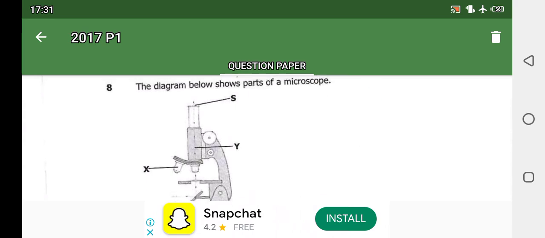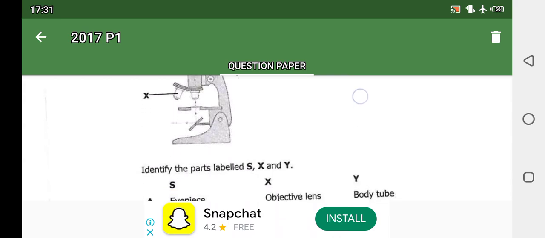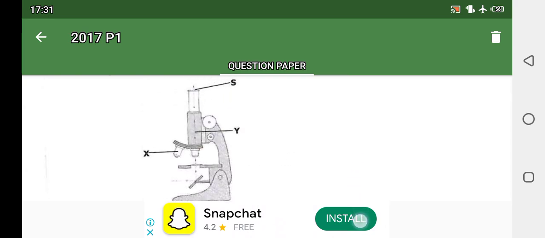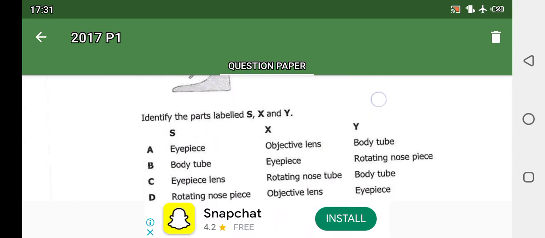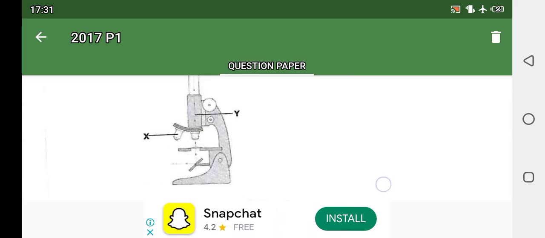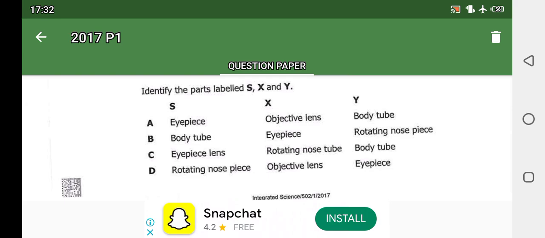So the diagram below shows the parts of a microscope. So that is X, Y, Z. Identify the parts labeled X, Y, Z from this microscope. Mind you, a microscope is an instrument which is used to magnify a smaller object. Identify the parts labeled S, X, Y. S is the eyepiece. X is the objective lens, Y is the body tube. So the correct answer is A.